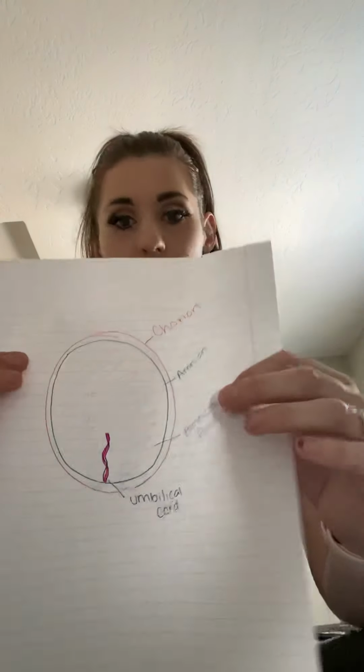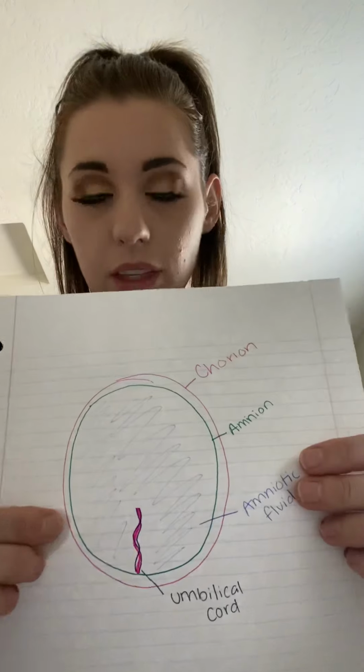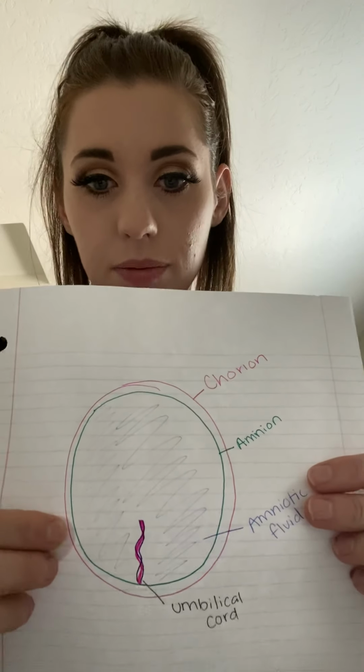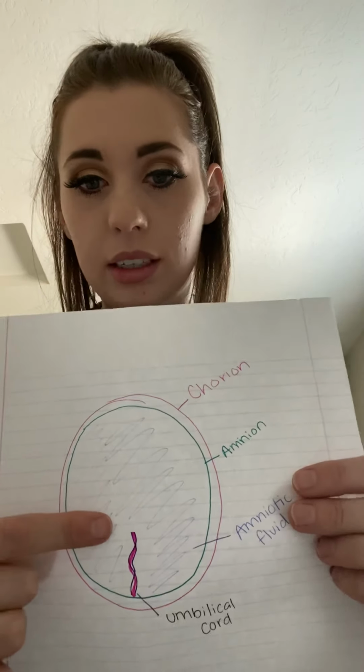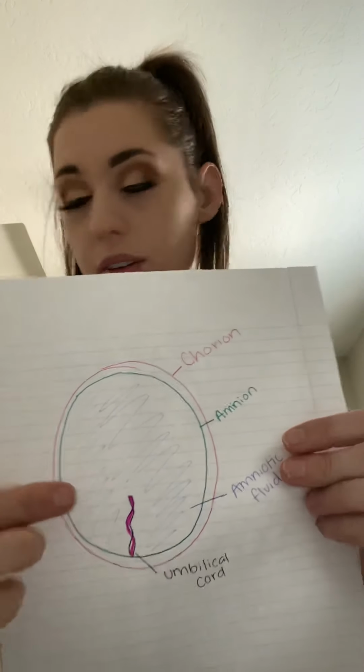So as a visual, I drew it. I have it in my model as well. It's easier to see it on this first. So this outer pink layer is the chorion, and then we have the bluish green layer, which is the amnion, and then contained inside is the amniotic fluid.